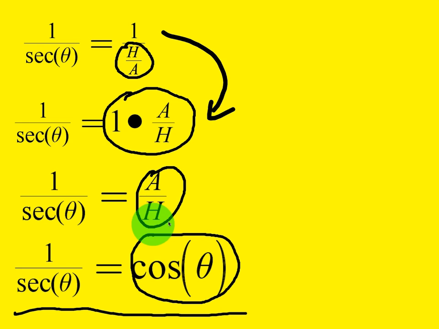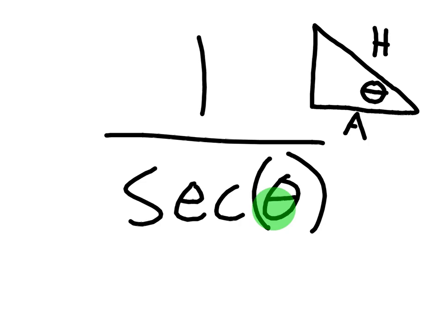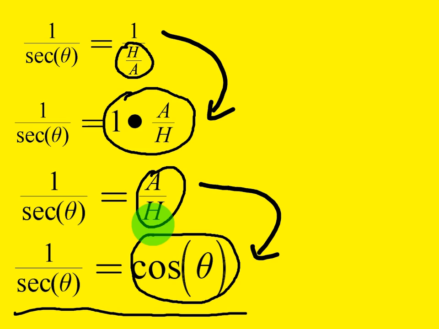Final step, does anybody remember what adjacent over hypotenuse is in terms of the triangle? Again, going back to our definitions, if you take the adjacent side of an angle and divide by hypotenuse, that is cosine. So therefore, this proves that 1 over secant of theta is equal to cosine of theta.